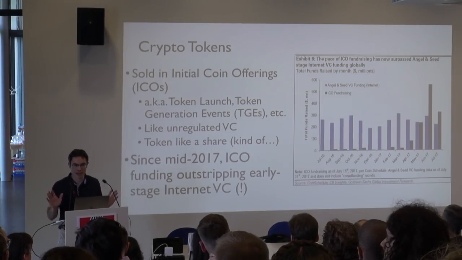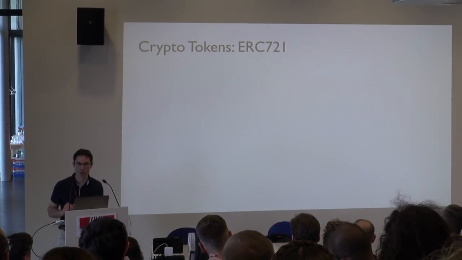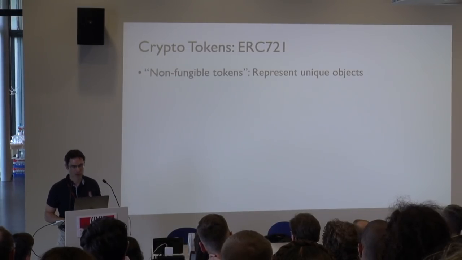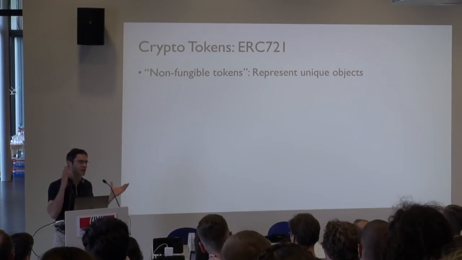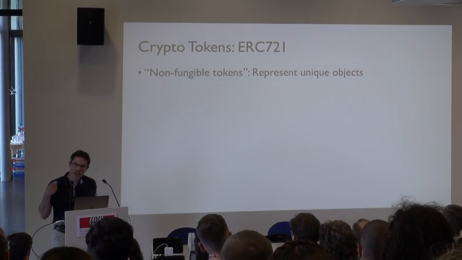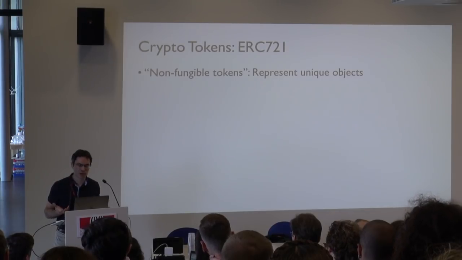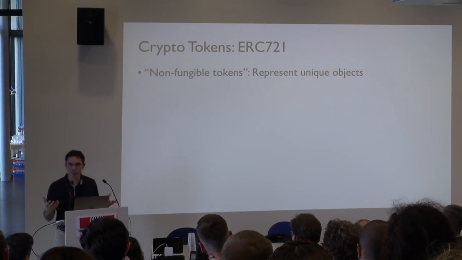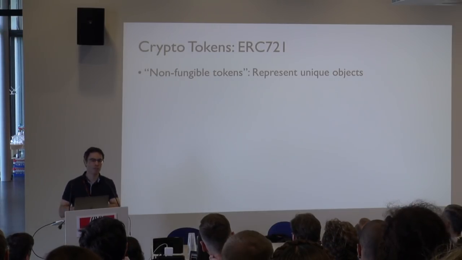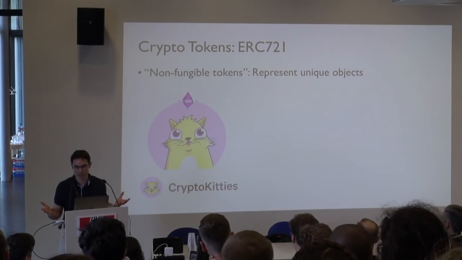If that's not crazy enough, there's a second type of token known as an ERC-721. The ERC-20s are fungible, which is to say that one ERC-20 token looks exactly like another ERC-20 token. ERC-721 tokens, on the other hand, represent non-fungible goods. They represent unique objects, potentially of great value, like houses and boats and works of art and digital cats.